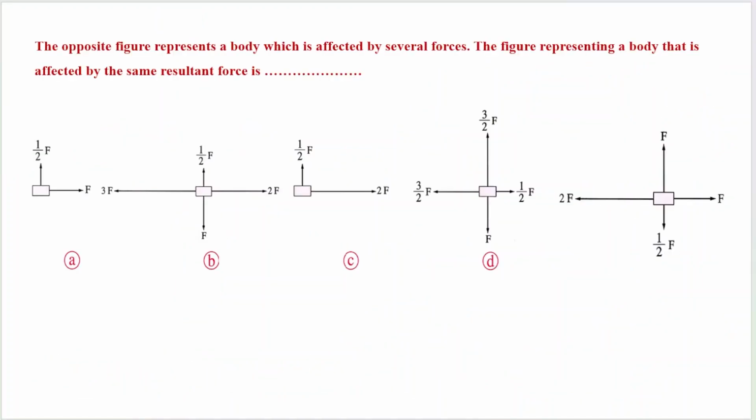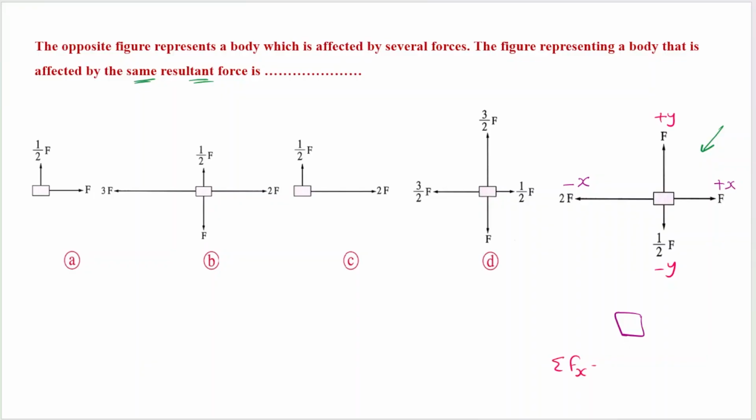We have another question for this one. The opposite figure, which is this one, represents a body which is affected by several forces. The figure representing a body that is affected by the same resultant force is which one? We will do what we have done before. As you can see, this is the y-axis. So this is positive y, and this is negative y. This is the x-axis. So this is positive x, and this is negative x. So this object will be affected by two forces, one over the x-axis and the other over the y-axis.